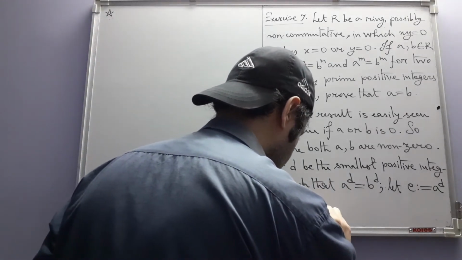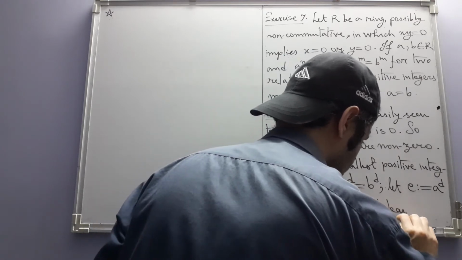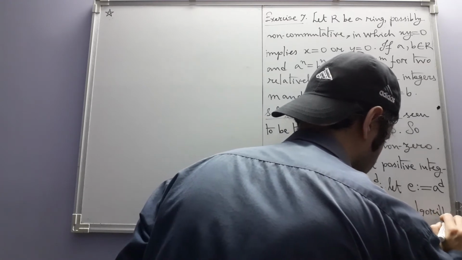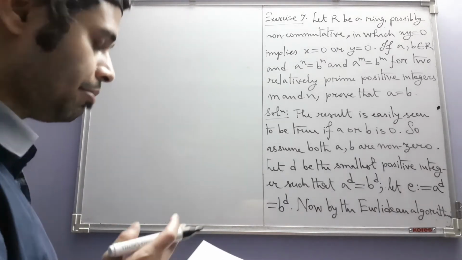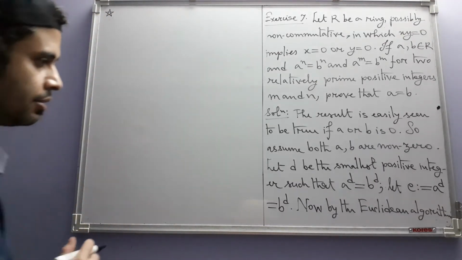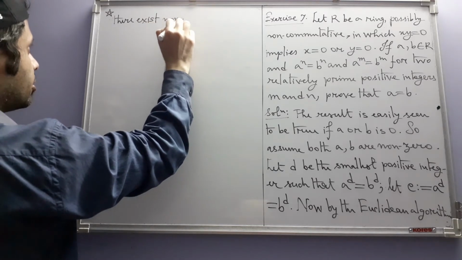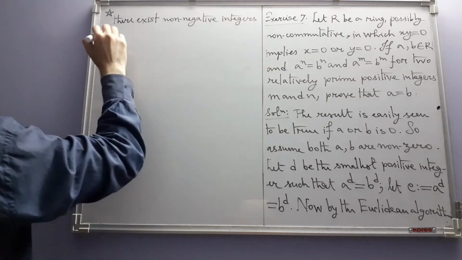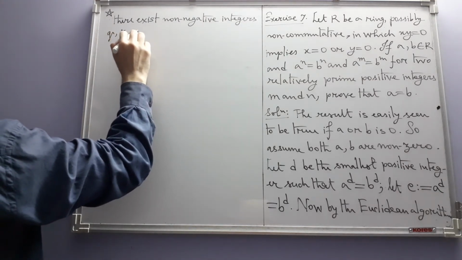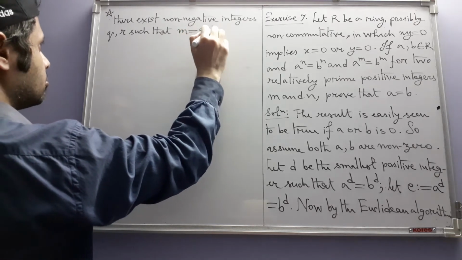Okay, now by the Euclidean algorithm, which gives us a quotient and a remainder when we divide an integer by a non-zero integer. Here we are dividing m by d, because d is positive, so we can do that. By the Euclidean algorithm, there exist non-negative integers q, r such that m is equal to qd plus r.